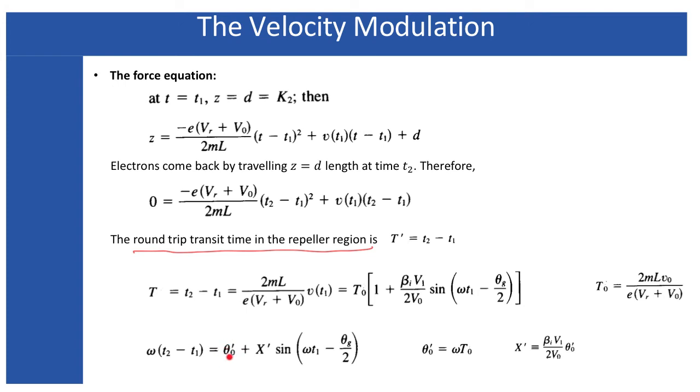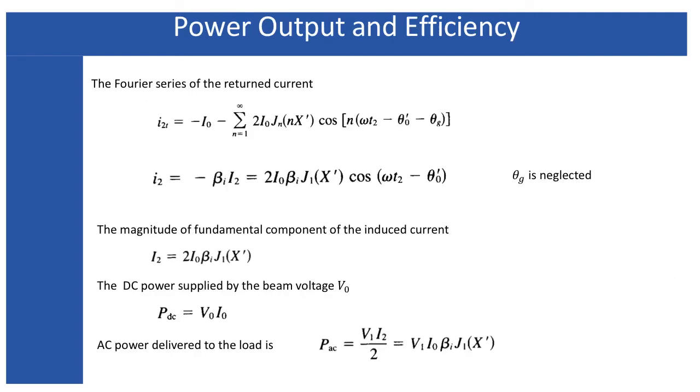Here the theta naught is equals to omega times t naught. If you multiply this omega with the t, so the omega will be multiplied with the t naught, that I have defined as the theta naught dashed. And similarly, this rest term I have defined as x dashed, similar to the case of two cavity klystron amplifiers. Next is the output power and the efficiency.